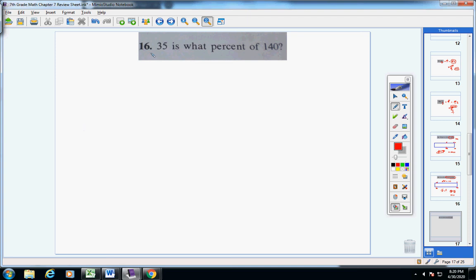Okay, so 35 is what percent? That's your x of is multiplied times 140. Okay? Now, guys, we know x times 140 is the same thing as 140 times x, and 140 times x is the same thing as 140x. Okay? Now, how do we solve this? Divide both sides by 140. These cancel.